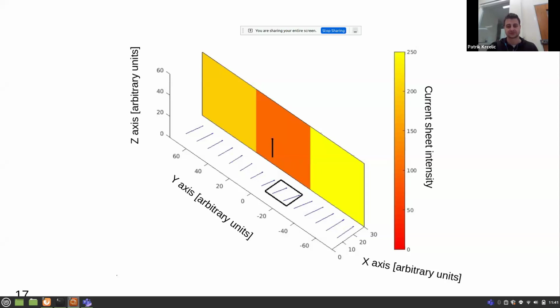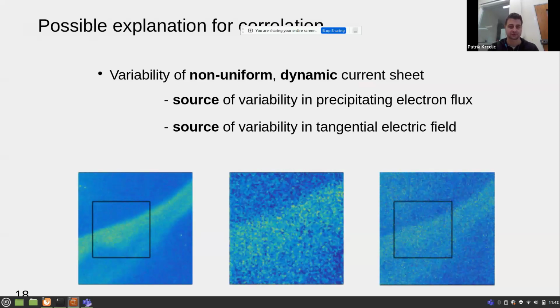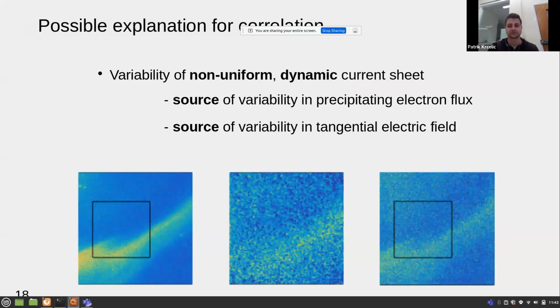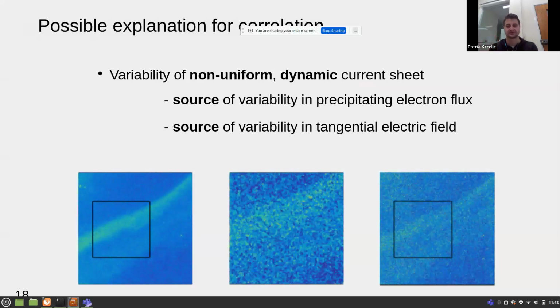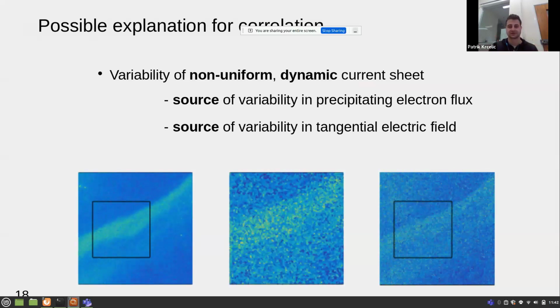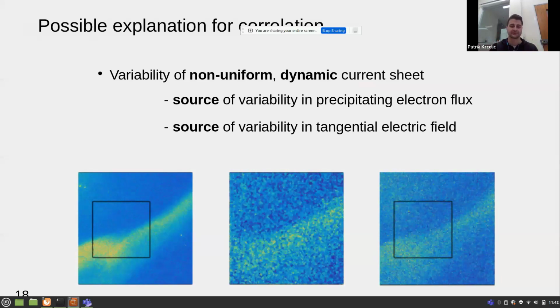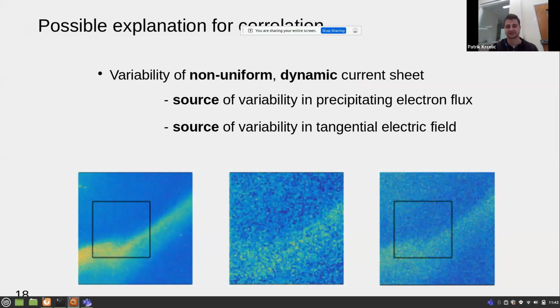So this is just to show you what we are observing in this black frame. This represents the field of view of the ASK instrument. Our possible explanation for the correlation is that variability of the non-uniform and dynamic current sheet would be the source of variability in both the precipitating electron flux and the tangential electric fields. And this is why we have the correlation between those two variables, because they have the same source.